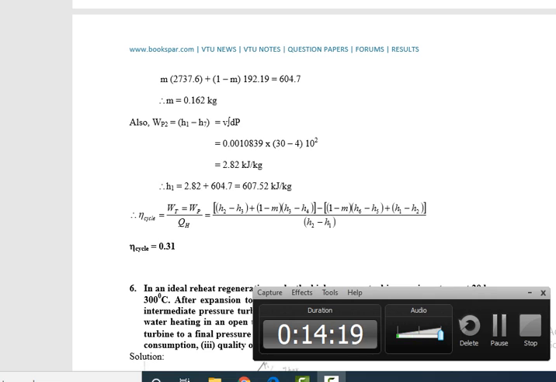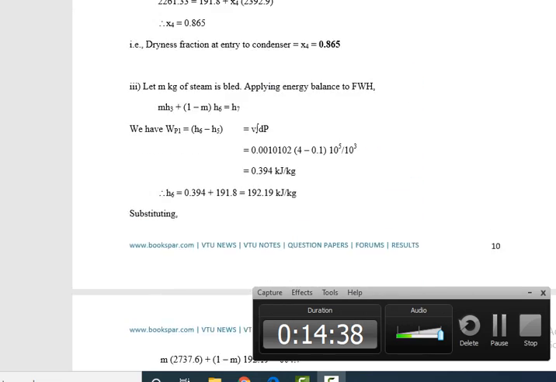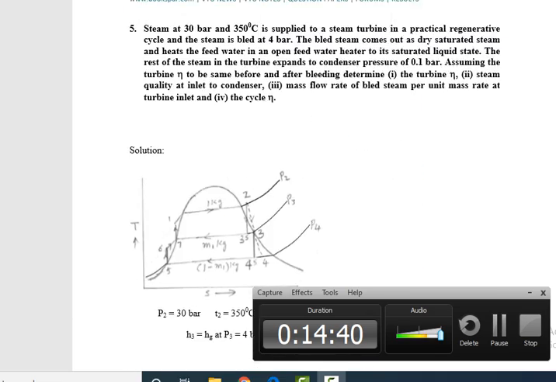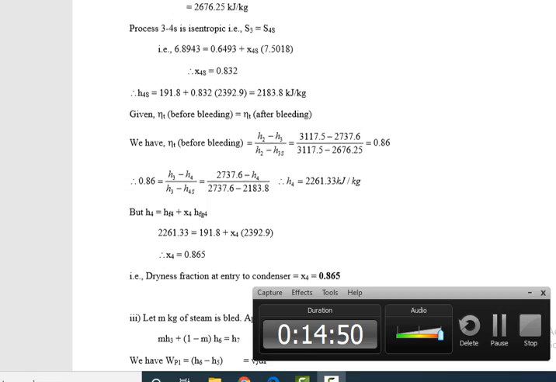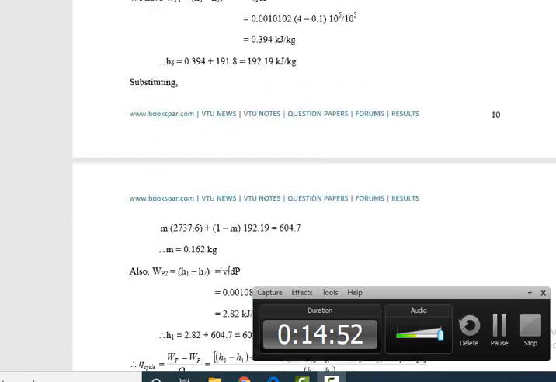H1 is 6060 kilojoule per kg, and then finally you have to find out the cycle efficiency. Again, the turbine work minus pump work, divided by the heat supplied. Put the values in the equations. We are getting the cycle efficiency as 0.31. That means in this case, the dryness fraction at the entry is the new parameter to be discussed here, that is, the dryness fraction at the condenser section, and then you have to find the cycle efficiency.